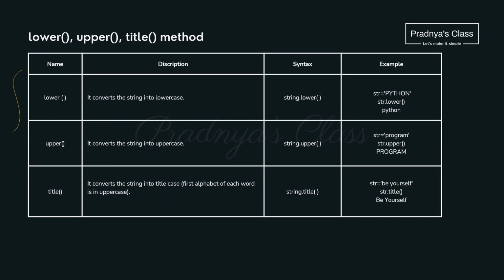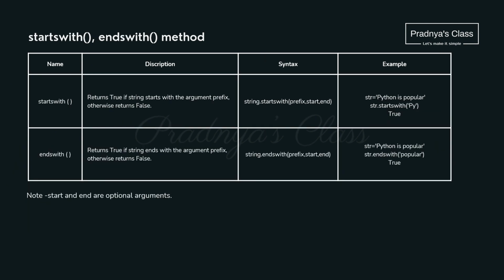Now here is another category. With the help of these functions, we can convert the letters. With lower, we can convert string to lowercase. With upper, we can change it to uppercase. With title method, we can change the string into title case. Go through this example. Here are two more functions which will return the result in the form of true or false. Starts with function will return true if the string starts with the specified parameter. And the reverse of it is ends with. If the string is getting ended with the pass parameter, it will return true.